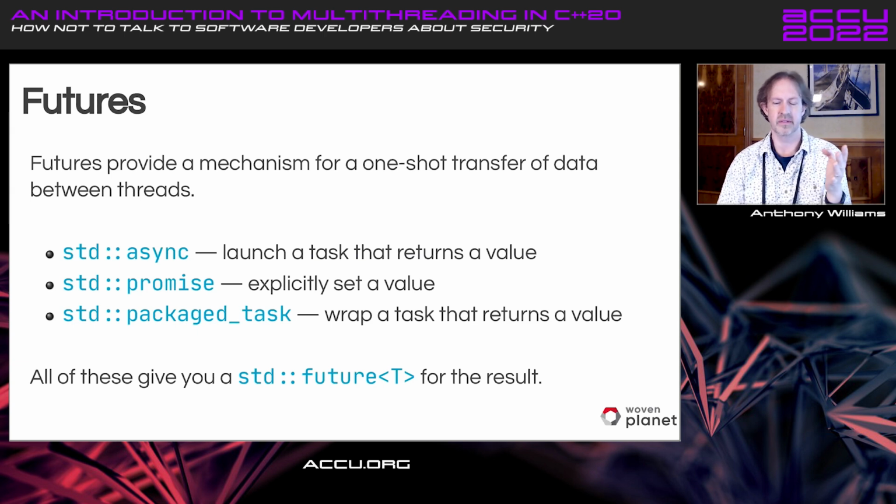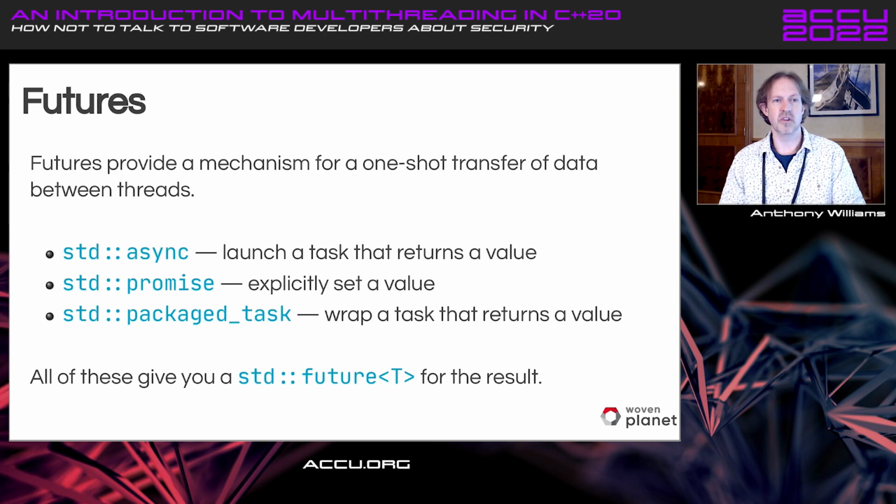And they're one-shot in 2 aspects. The first is that each future can only hold 1 value. Once you've given it a value, you need to create a new instance to pass a second value. So if you're after a stream, then you need something else. But if you've got a single value that you wish to pass, then futures are great.